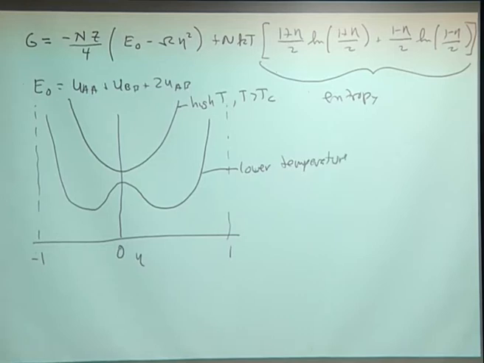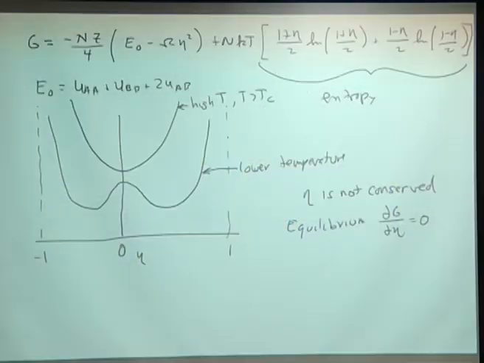Okay, so those look very similar to what I drew before. In fact, they're the same sort of plots, right? They look exactly the same. The big difference here is that this is an ordering system. And remember, in an ordering system, we're just changing atoms from one sublattice to another, right? And so eta is not conserved. It's different than composition. You can change eta just by flipping atoms, right? And so that means that the equilibrium is simply given by the partial of G with respect to eta equals 0.